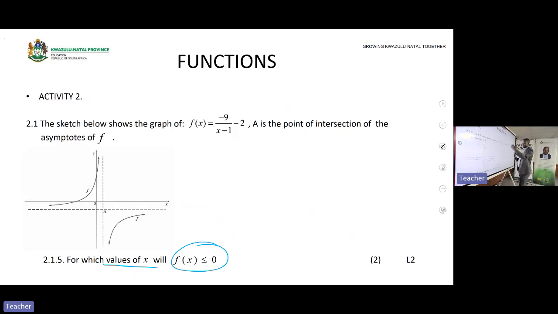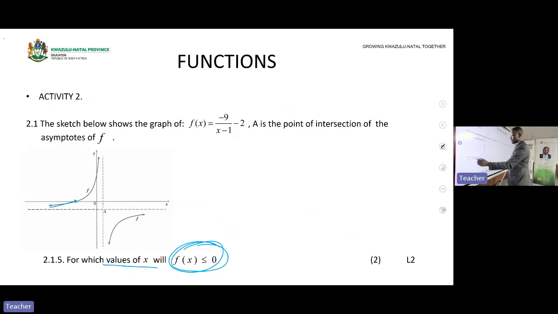So if it is less than or equal to 0, if it is less than 0, it means it is negative. So we want to look at our graph where our graph is negative, where our graph is less than 0, or where our graph is 0. So that is our condition. We want to know the values of x where our graph is less than or equal to 0.